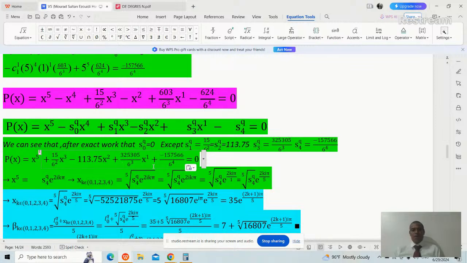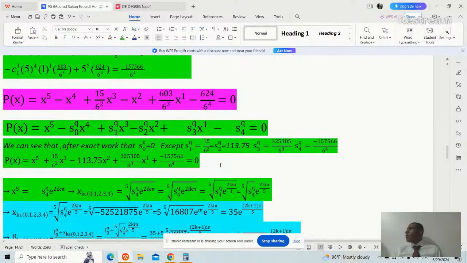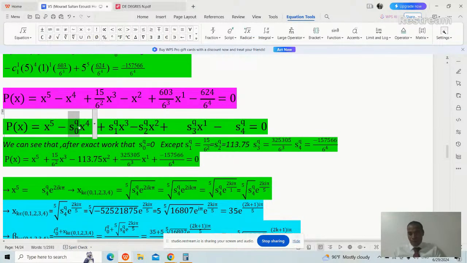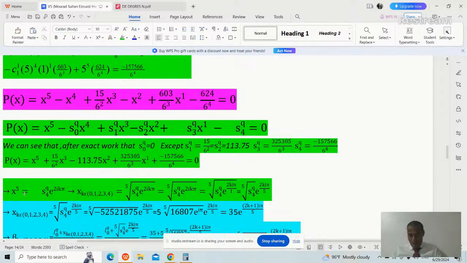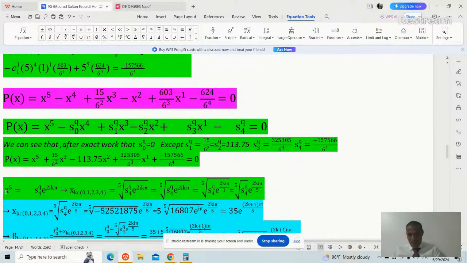I will now solve this. If you solve this, it means that you can find the roots of the original polynomial. The original polynomial can be written as that. I will just use this one. This is no need, I will erase it.